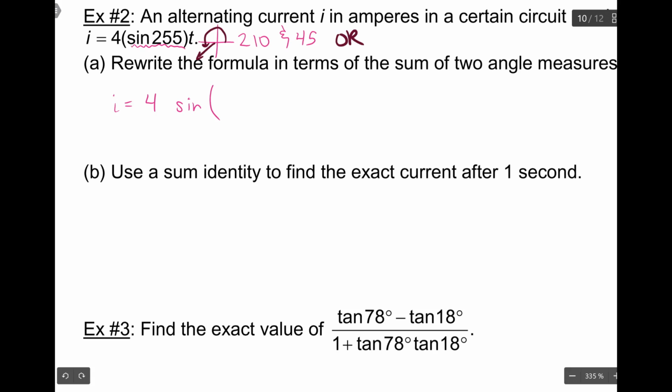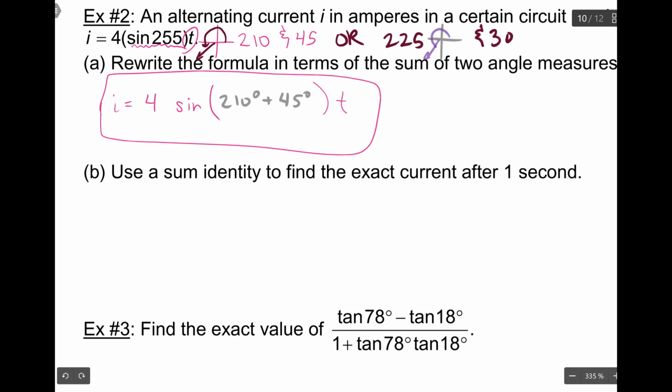Or we could use 180 plus 45, which is 225, and 30 degrees. So you know 30 degrees. Let's double check. 225 would be here. Yes, that'd be a 45-degree reference angle. It's 45 degrees past 180, and you could figure that out. I'm just going to go with the first one that I wrote down. So let's go with 210 degrees plus 45 degrees, times t. Don't forget that little t. Awesome.